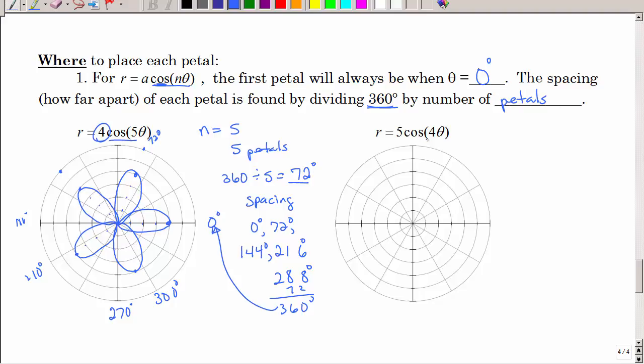So let's do this one. This time, the petals are going to be 5 long, but N is 4, which is even, so that's going to be 8 petals, a lot. So we take 360 and we divide it by 8. It's going to be 45 degrees. So remember, for cosine, always starts at 0.